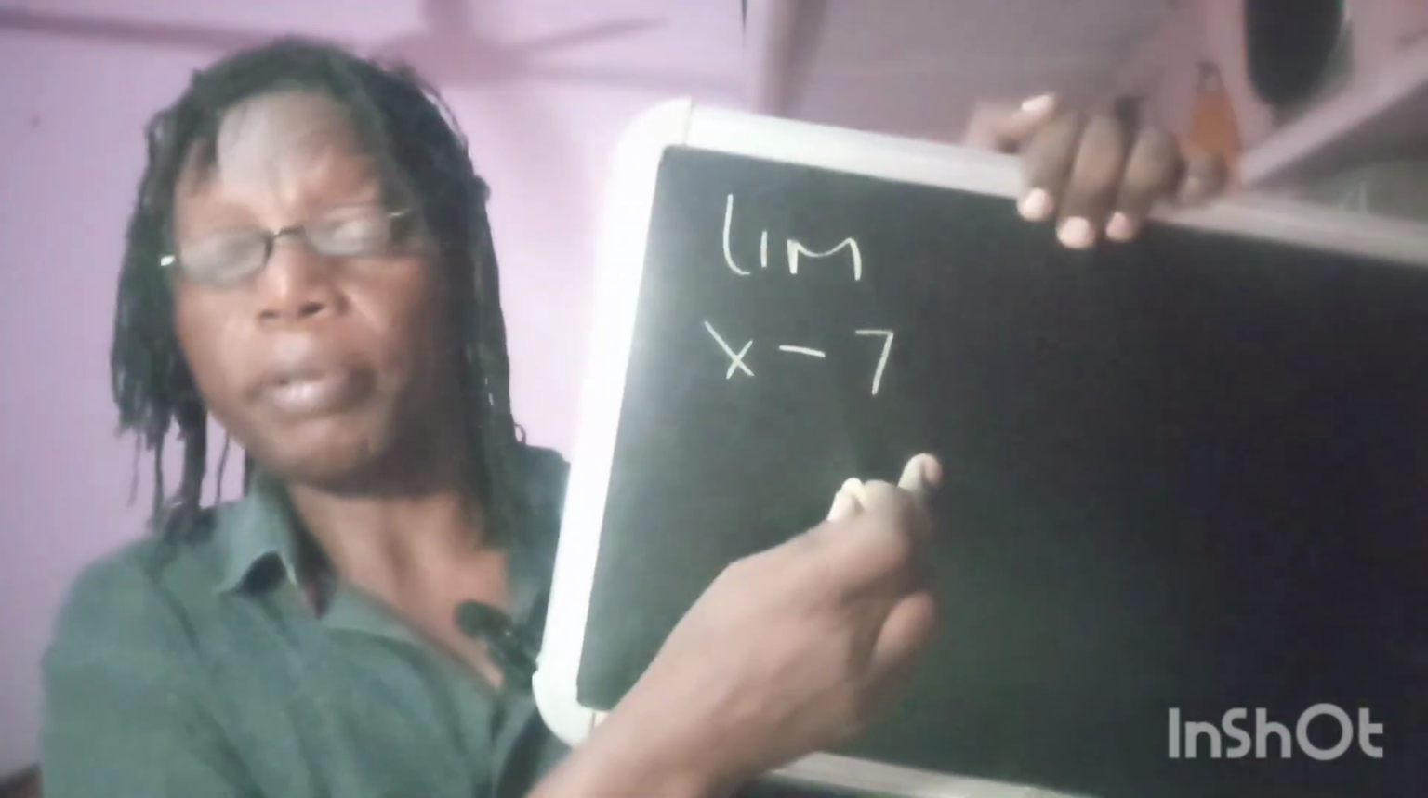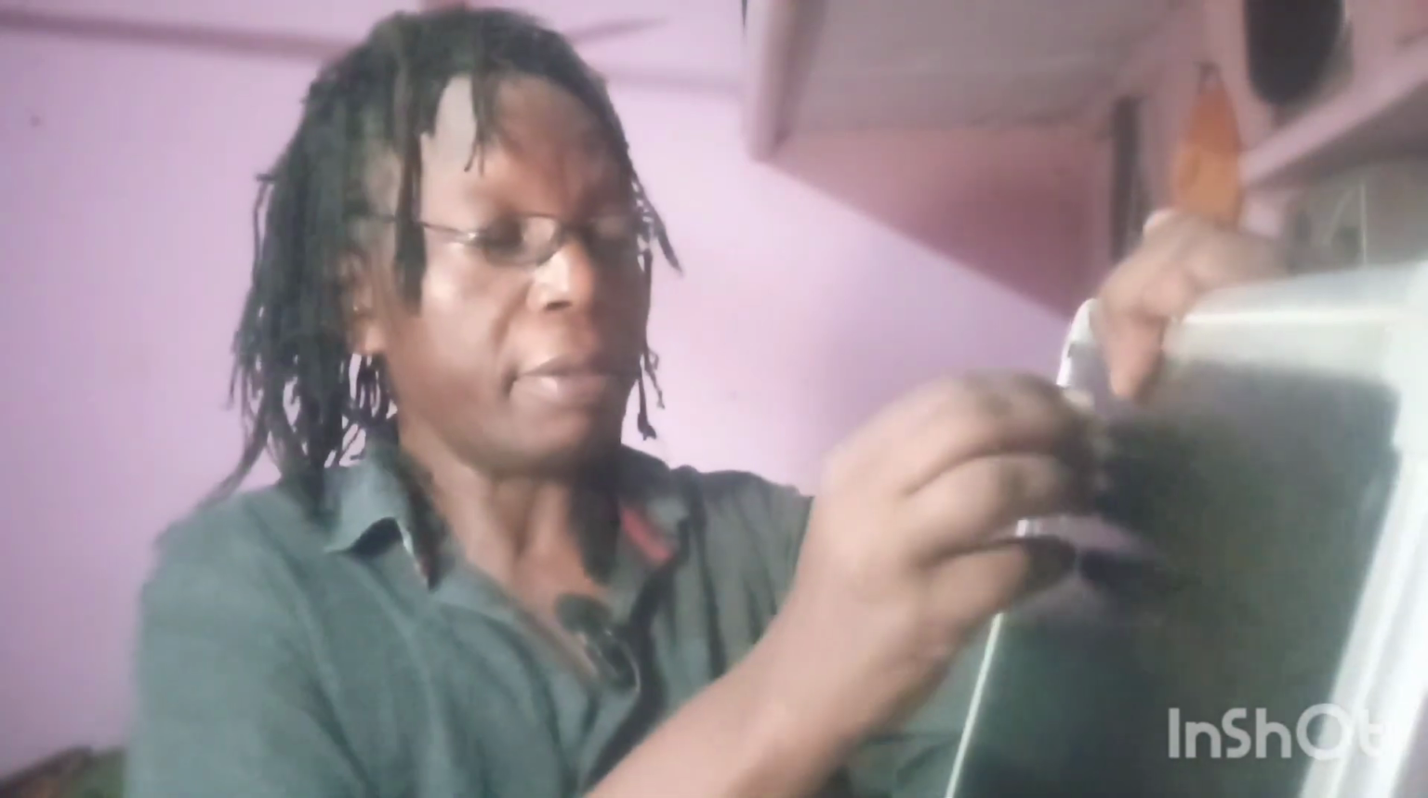The limit as x approaches 7, and then you're given an expression such as this, plus, for example, 2x minus 8. Right? Sorry guys, I have to stop. The noise is becoming too much. I'll do this in the next video.